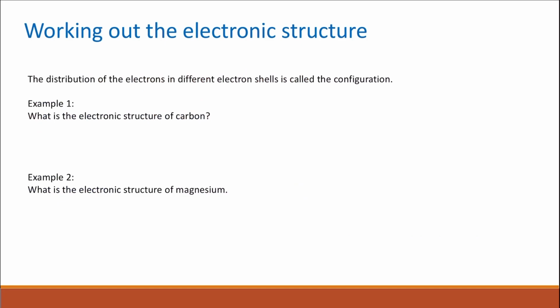So what is the electronic structure of carbon? Looking at the periodic table, you can find that carbon has an atomic number of 6. Atomic number of 6 means it has 6 protons and 6 electrons. And we are talking here about the electronic structure, so we are only talking about the electrons. So for carbon, first the first shell must be filled first. The first shell has a maximum capacity of 2 electrons. So we have 2 electrons in the first energy shell, and that leaves us with 4 extra electrons. The remaining 4 electrons will occupy the second energy level. So the electronic configuration of carbon is 2, 4.